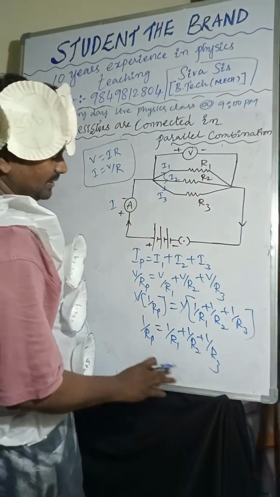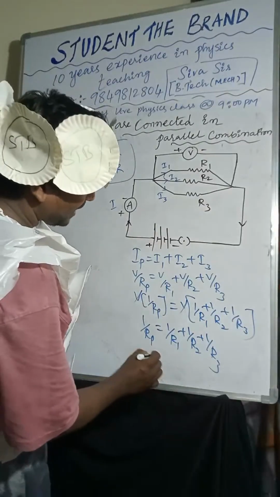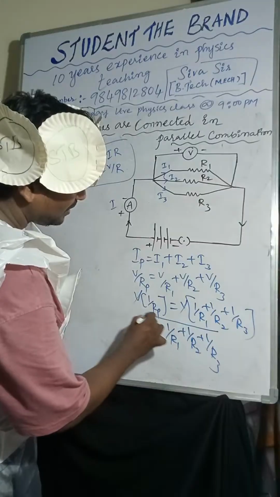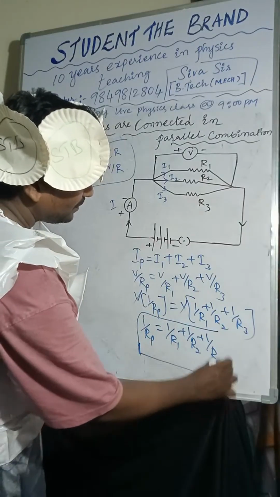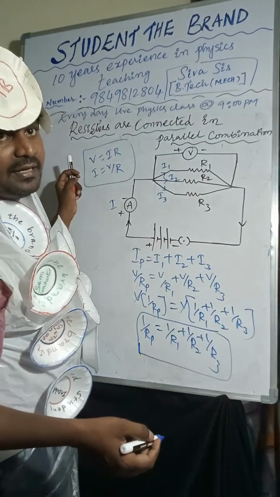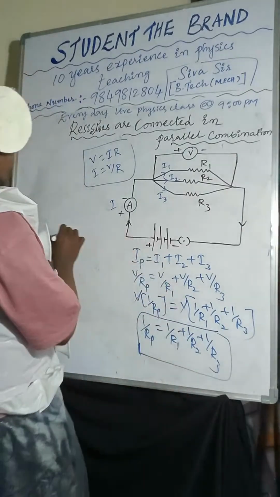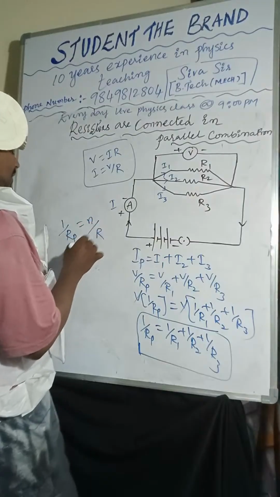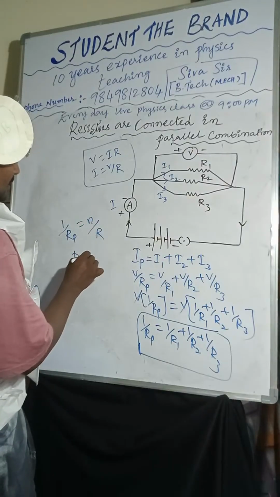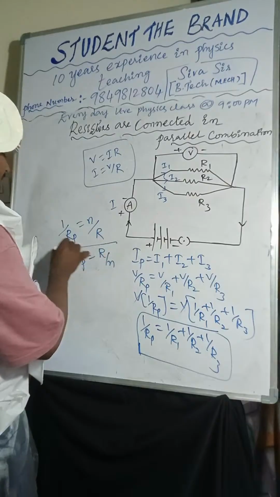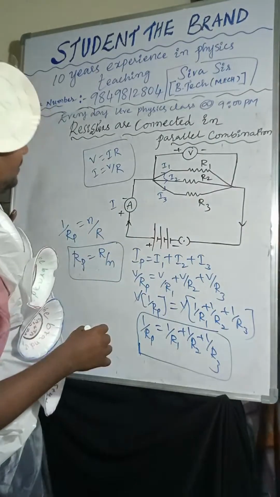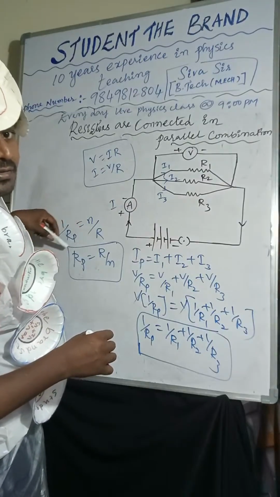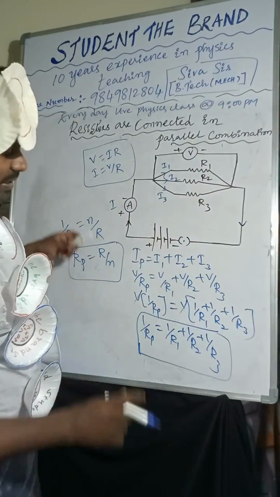Okay, next one. This is about resistors in parallel combination. Now you are getting it, this is the formula. If n number of resistors are connected, 1 by Rp equal to n by R, so Rp equal to R by n, right?